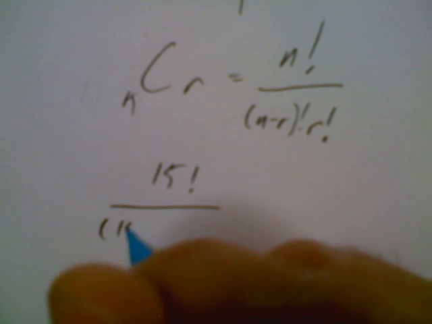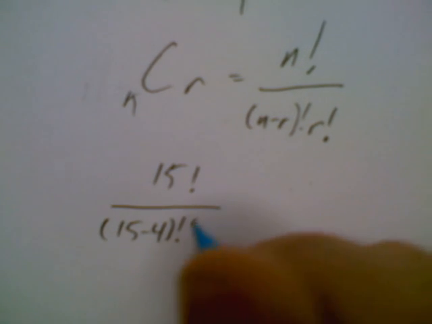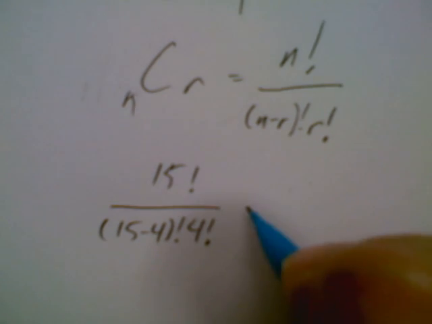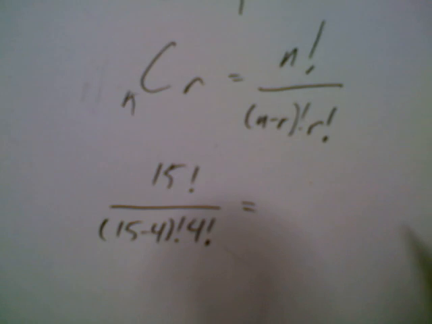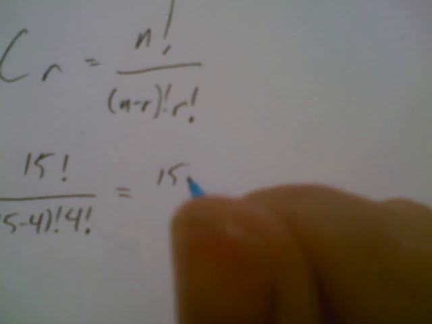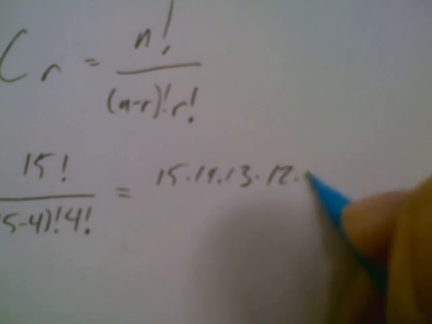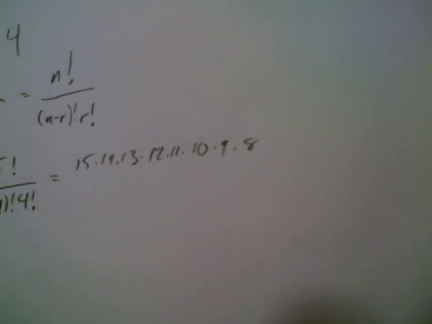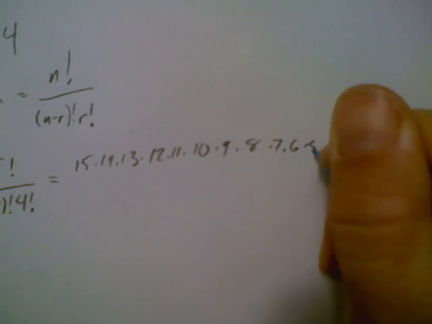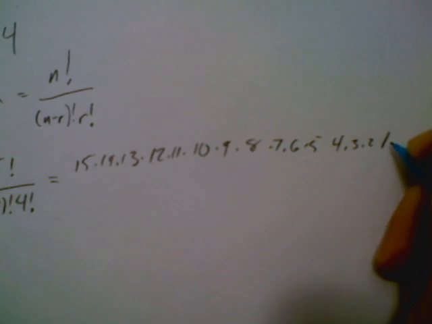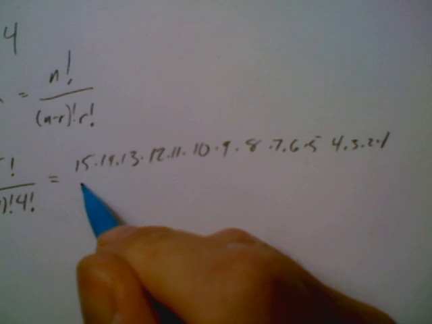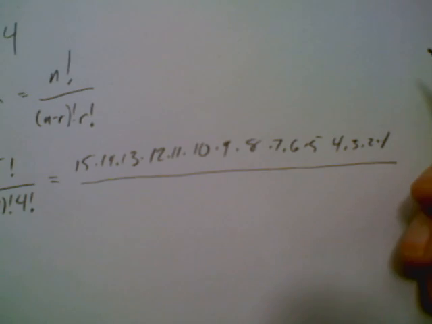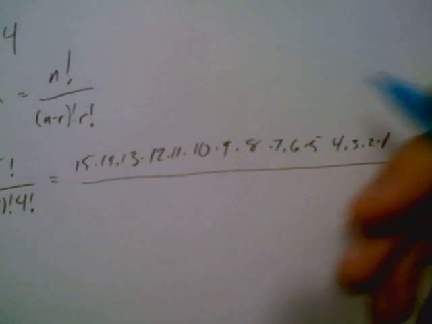We say 15 factorial over 15 minus 4 factorial times 4 factorial, which gives us 15 times 14 times 13 times 12 times 11 times 10 times 9 times 8 times 7 times 6 times 5 times 4 times 3 times 2 times 1. That is 15 factorial, everything over 15 minus 4 factorial, 4 factorial.